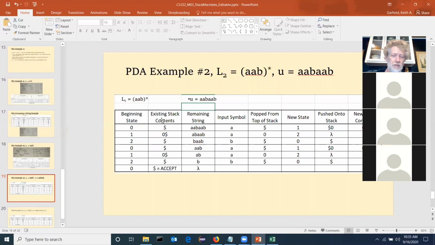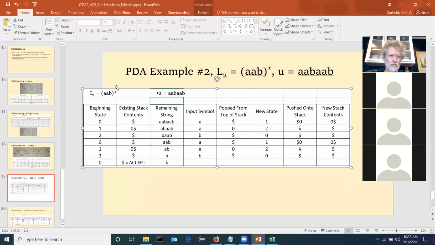Oh, I forgot to put the picture on this page. This is processing a string AAB. And like I said in the graphic, you start out in state 0 with the $ sign. You have to process the whole string. The first symbol is the A. You're popping the $ sign, go to state 1, and push in $0, so the new stack is $0.